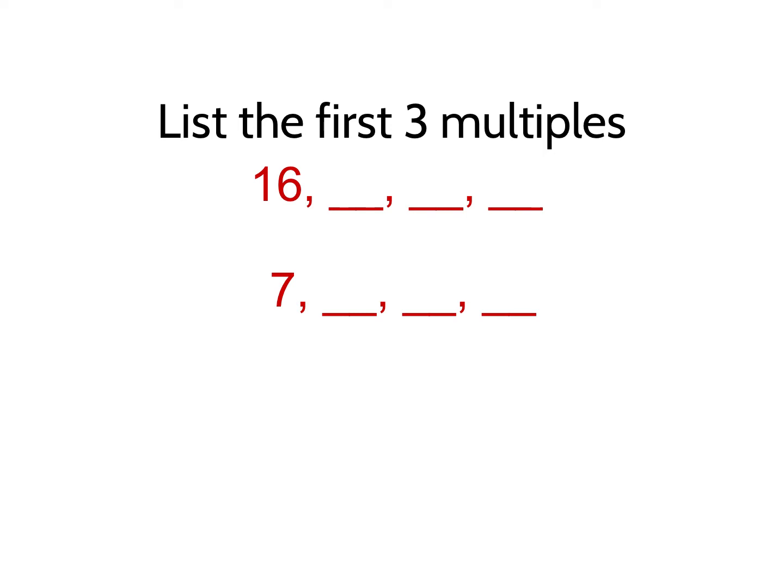Listing multiples, I can just use my multiplication table. That is the one and only thing you can use on your math test tomorrow. So I can just look at my 16s row and say, okay, 16, then 32, that's times 2, right? Then times 3, 48, and times 4, 64. My 7s, 7, 14, 21, 28.